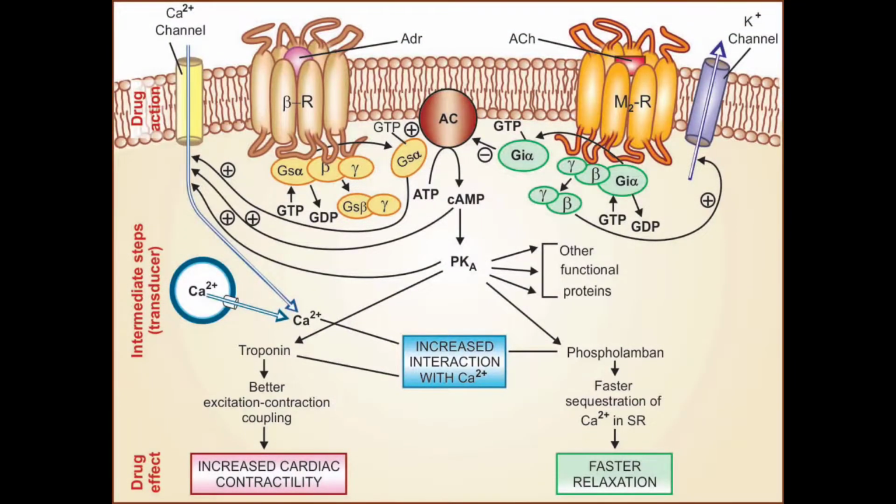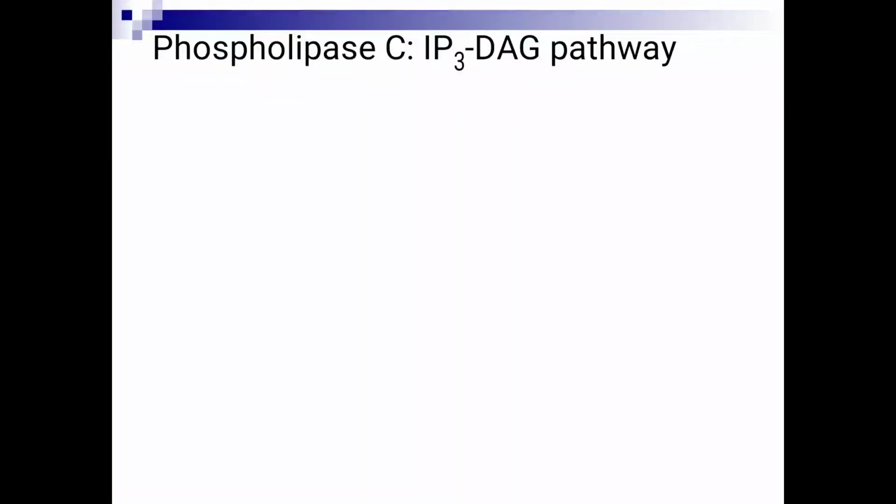Here you can see beta receptor agonist is adrenaline, muscarinic receptor agonist is acetylcholine. Here receptor is G stimulatory, here G inhibitory receptor, ultimately activation of the adenyl cyclase, protein kinase A, ultimately response. So cyclic AMP is second messenger.